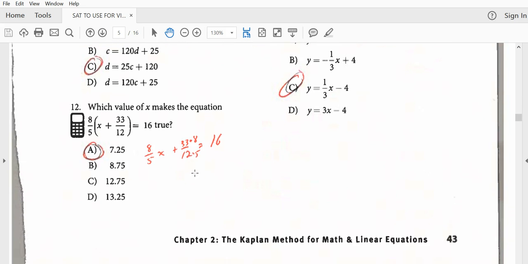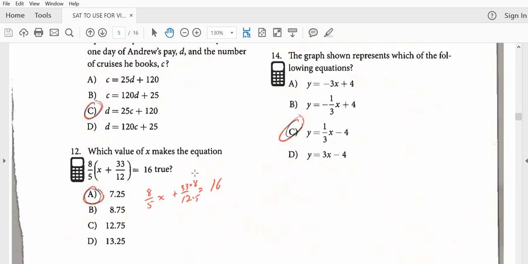Here's another one. Which value of x makes the equation true? So just solving. If you need more practice with solving, feel free to reach out to me. I'd be happy to work you through the steps. The back of this book also provides the justification and logic, or the way they would suggest solving as well.